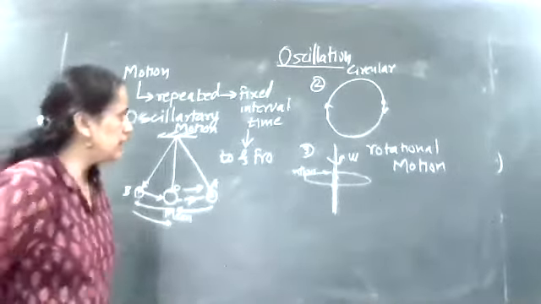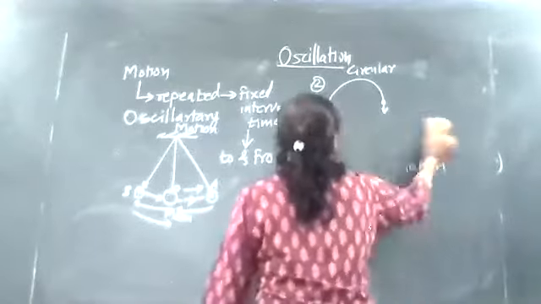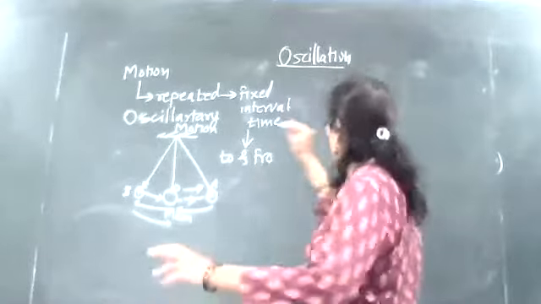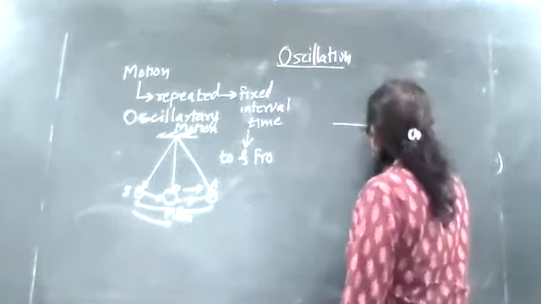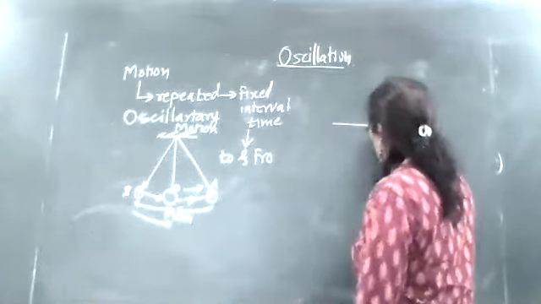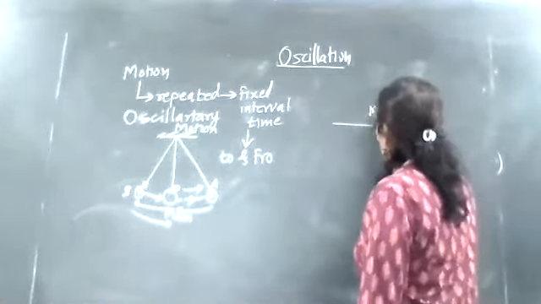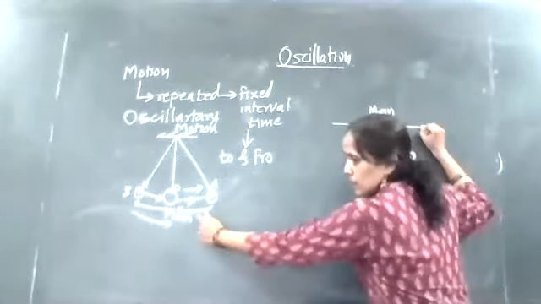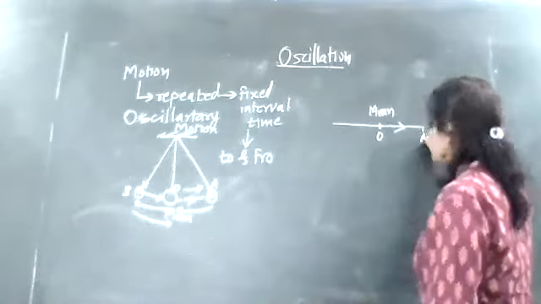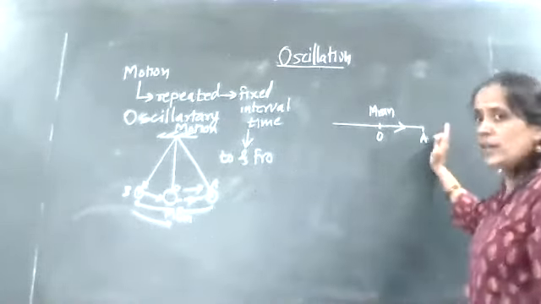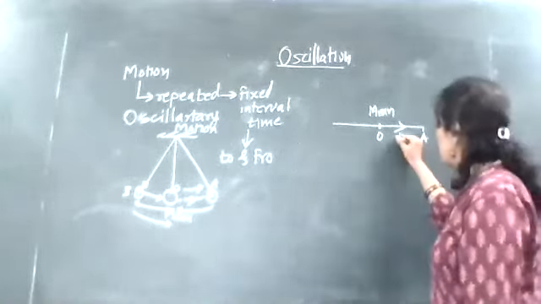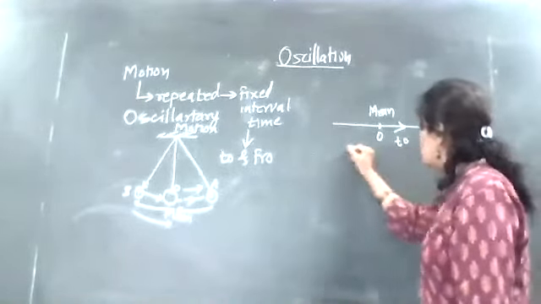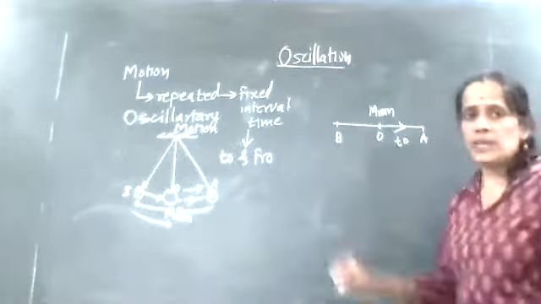Now in oscillatory motion, the particle is moving to and fro. Let's consider O is the mean position and the particle is moving in the forward direction, like in this example, to point A. So the particle is moving to, and this motion will go to the other same position, B, also.